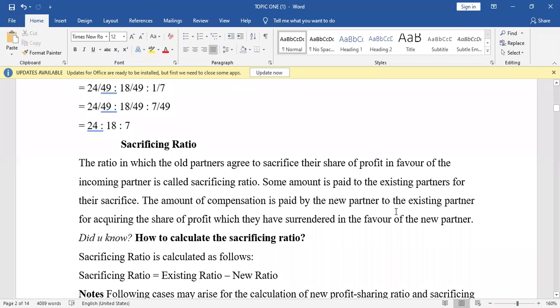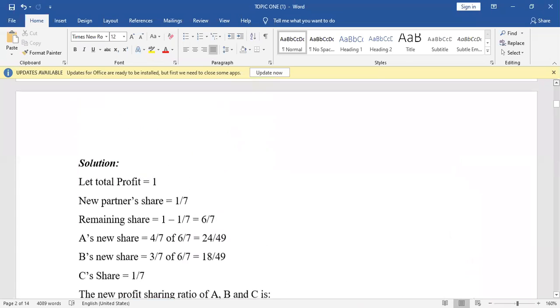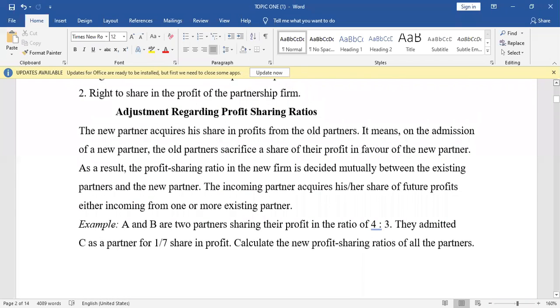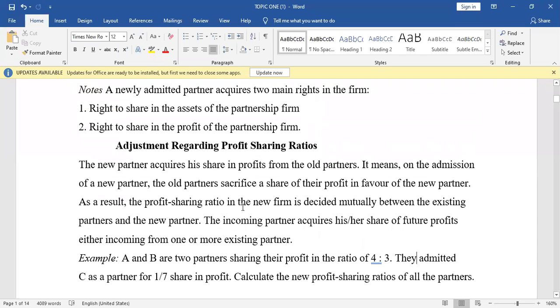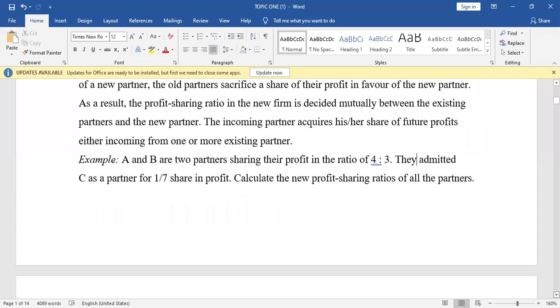Now I want us to look at how we can calculate the sacrificing ratio. We have now seen what the old partners can sacrifice for the new partner who is coming in. And after the new partner comes in, we have seen what the new ratio will be, which will be used in the future when they share the new profits they make after the new partner has joined.